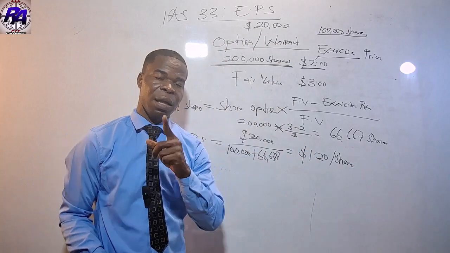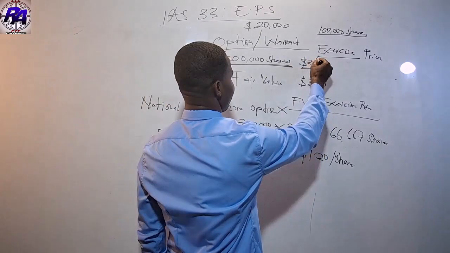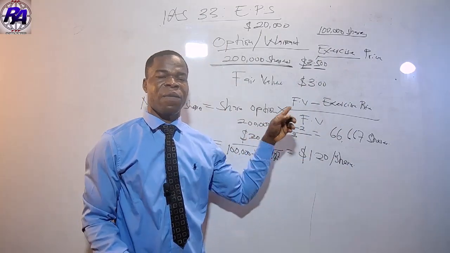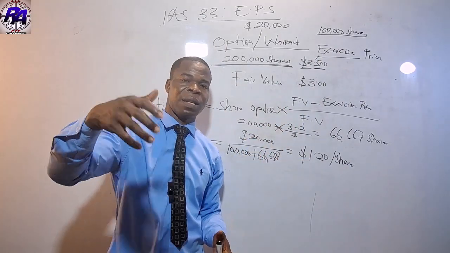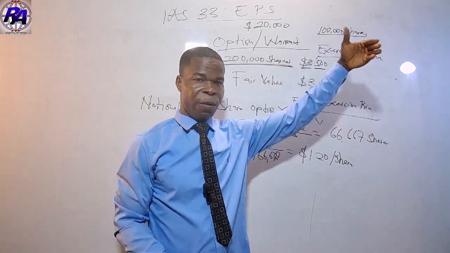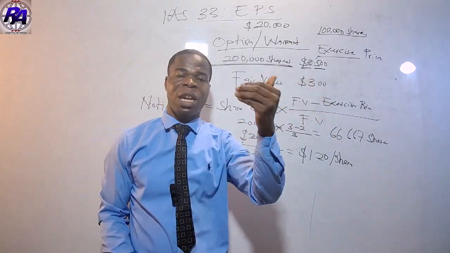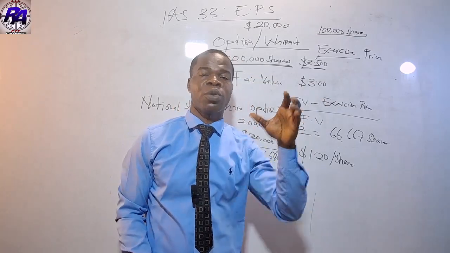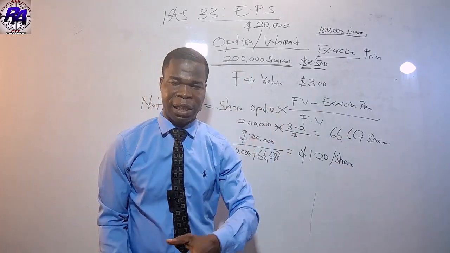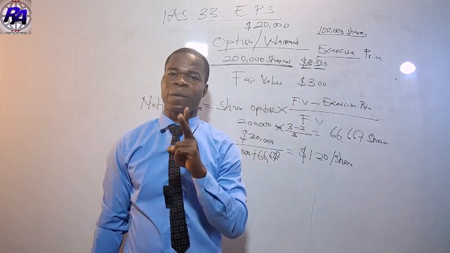Then the question is, what if your exercise price is more than the fair value? Let's say this 3.5 is more than the fair value. That means the options, the ordinary shares they are going to convert into in the future, are not dilutive in nature. Anytime the exercise price is more than the fair value, the potential ordinary shares are not dilutive in nature.